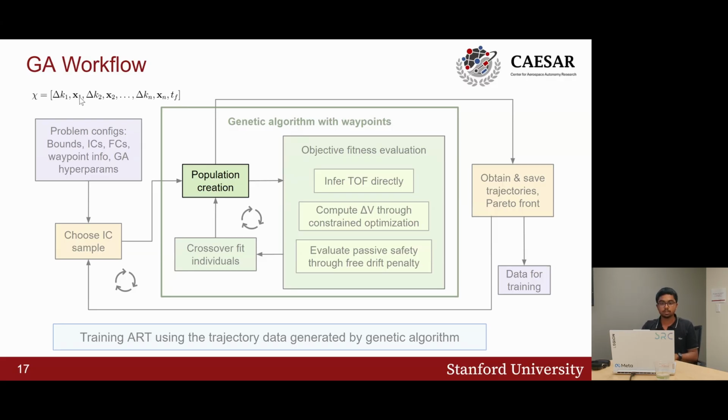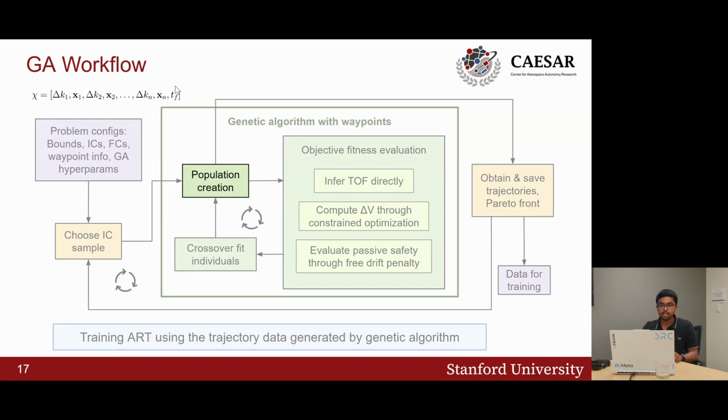So each chromosome denotes these aspects of the trajectory. It still doesn't know this. The chromosomes do not encode the states or the actions. It only tells the final time of flight and the waypoints it needs to go through. And once you create that, we go into the fitness evaluation.